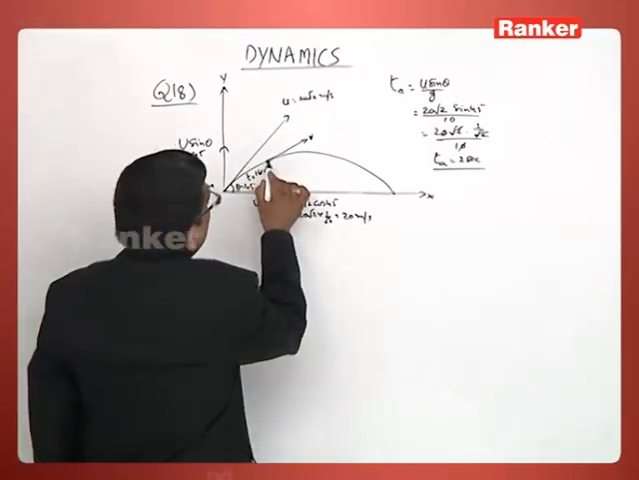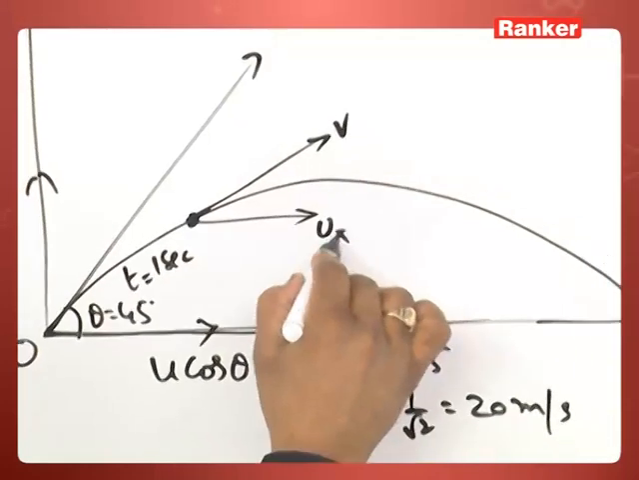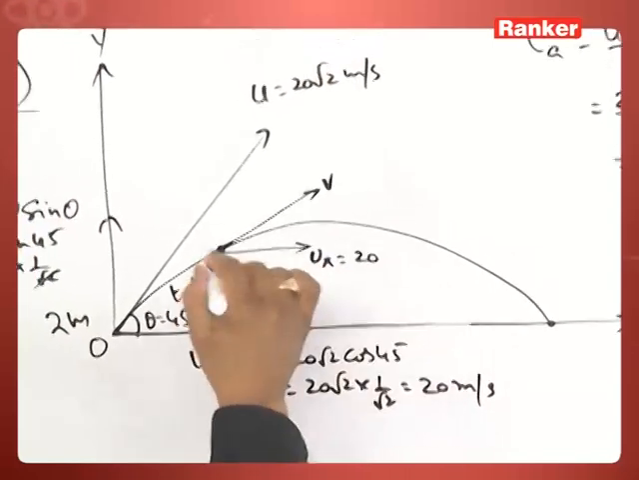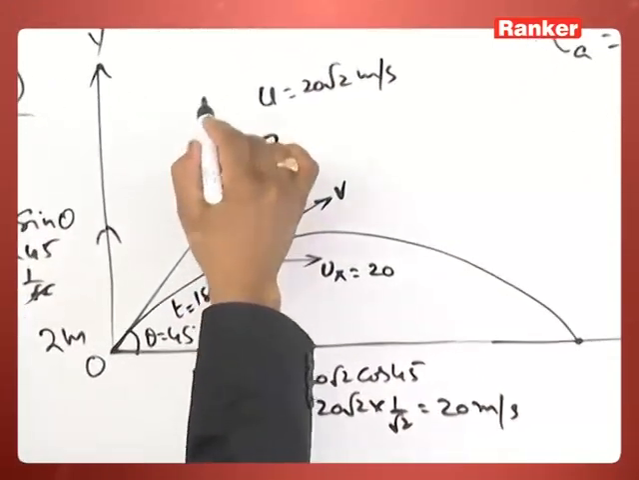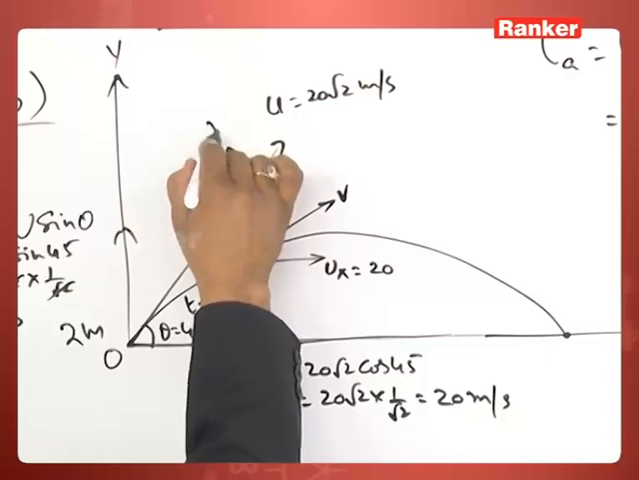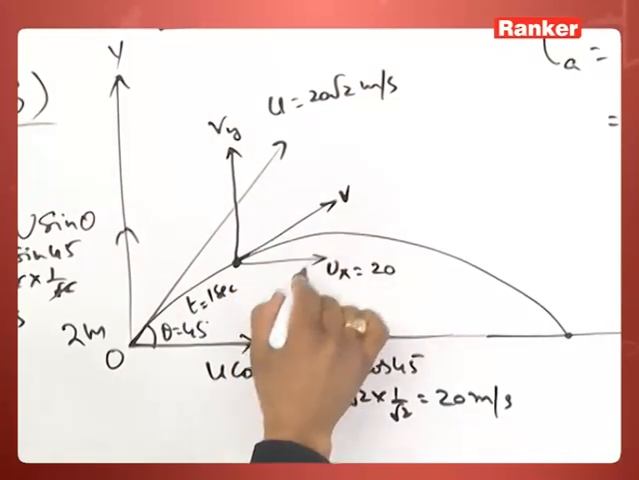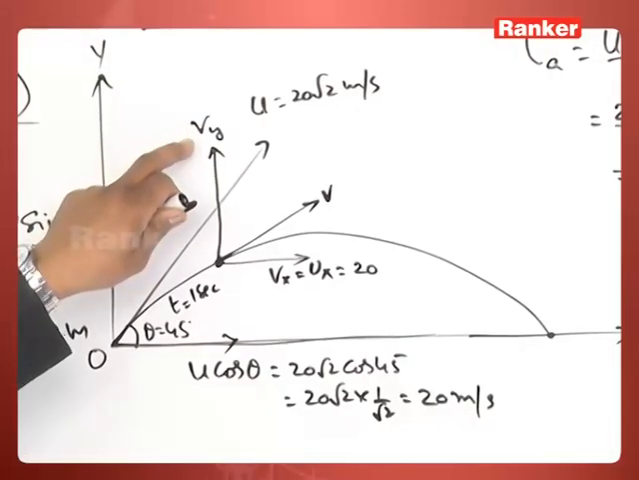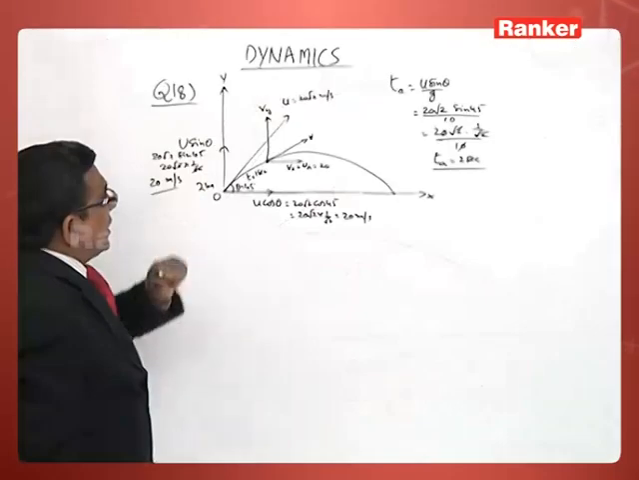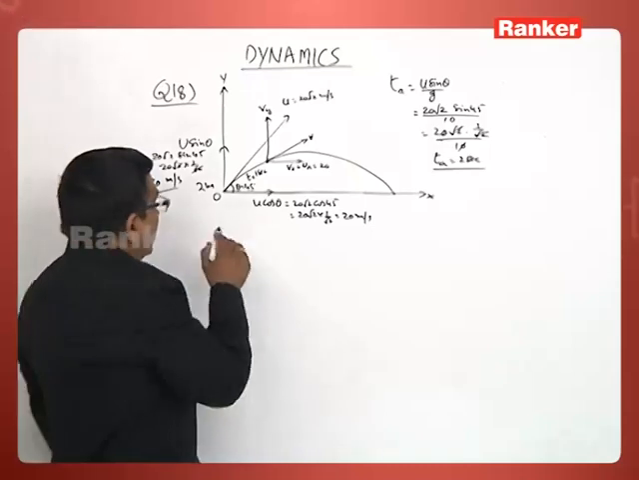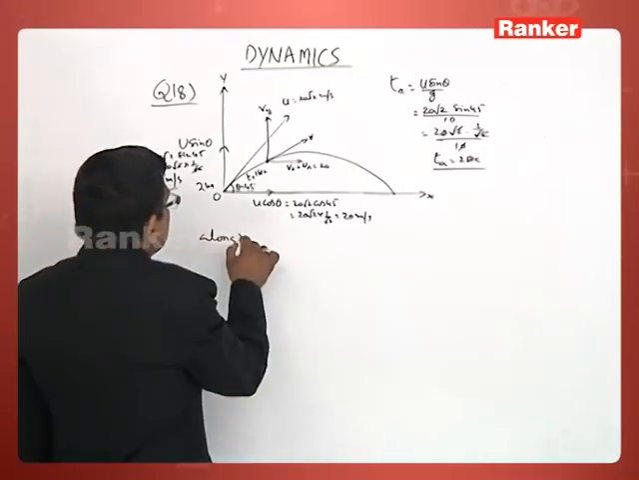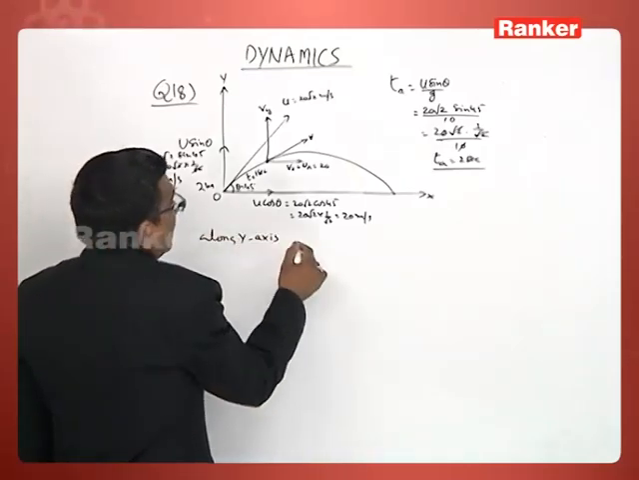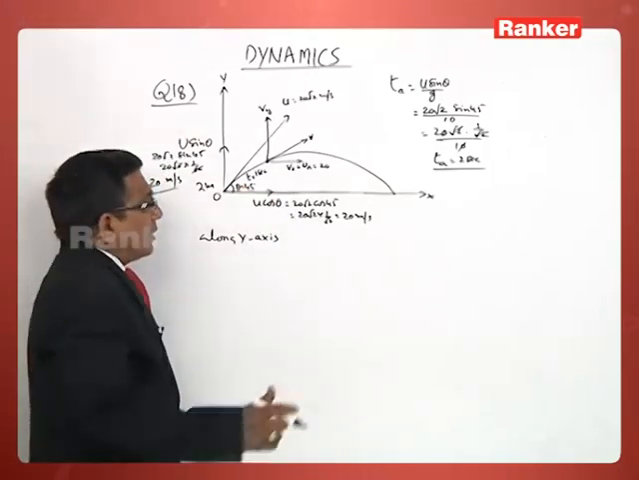As you know, the horizontal component of velocity remains the same. Ux is 20 only, but this is the vertical component of velocity. The horizontal components Vx and Ux will be the same. The vertical component of velocity Vy will change. So that Vy you have to calculate. So along the y-axis, how do you calculate the vertical component of velocity?